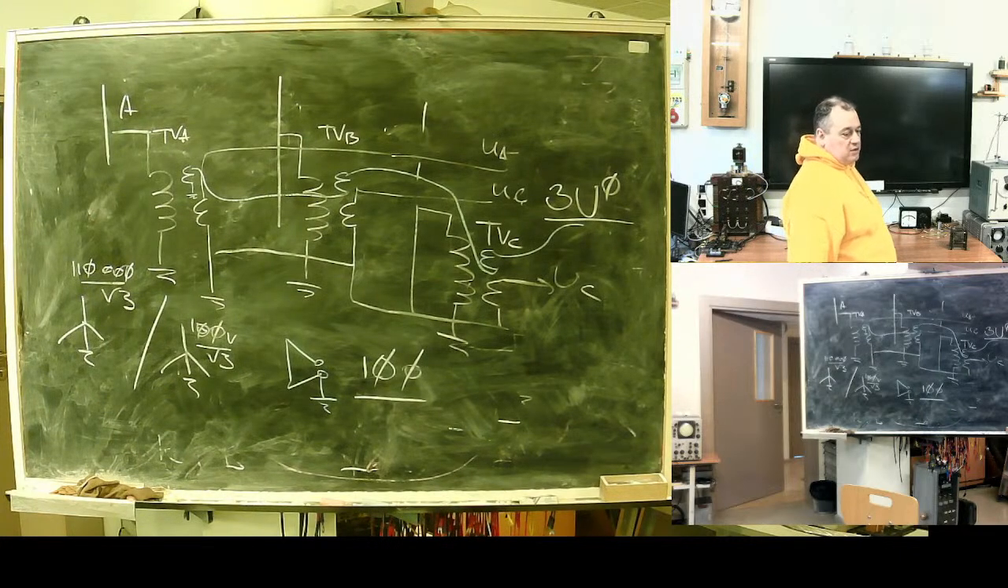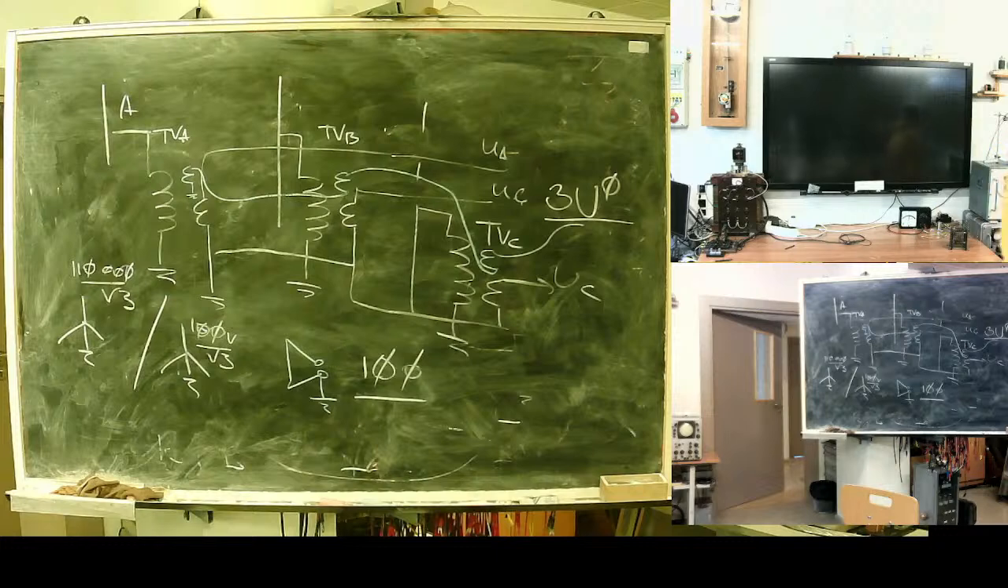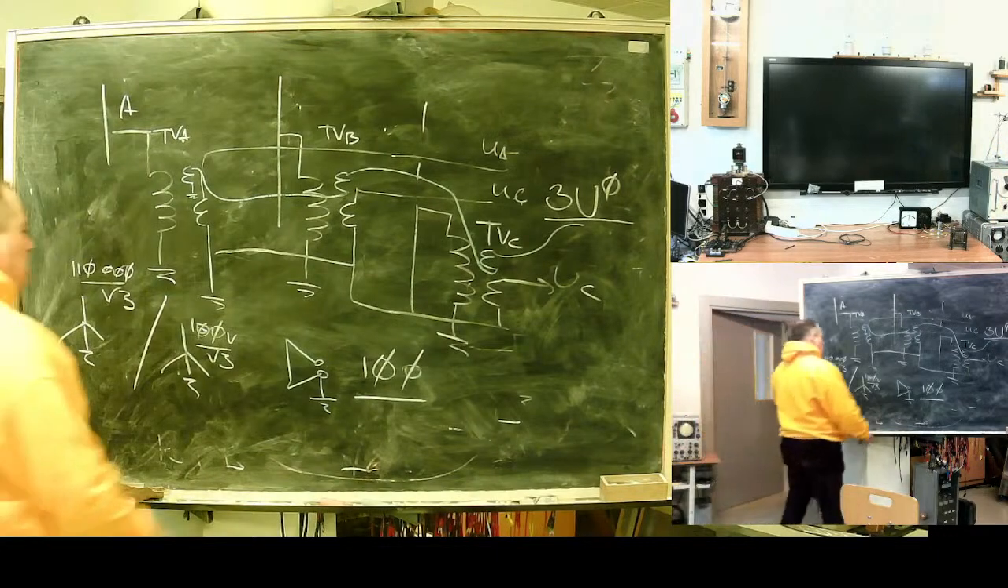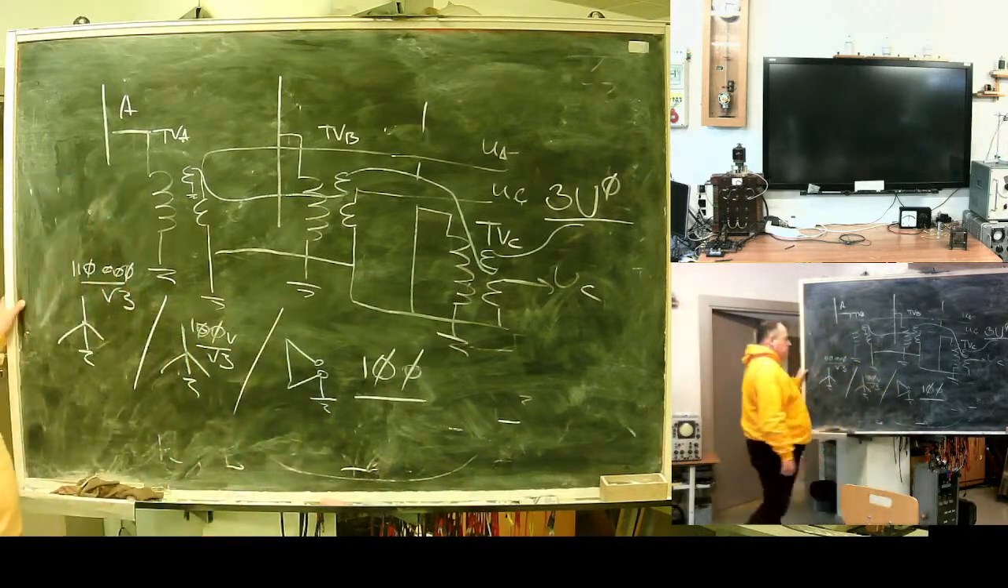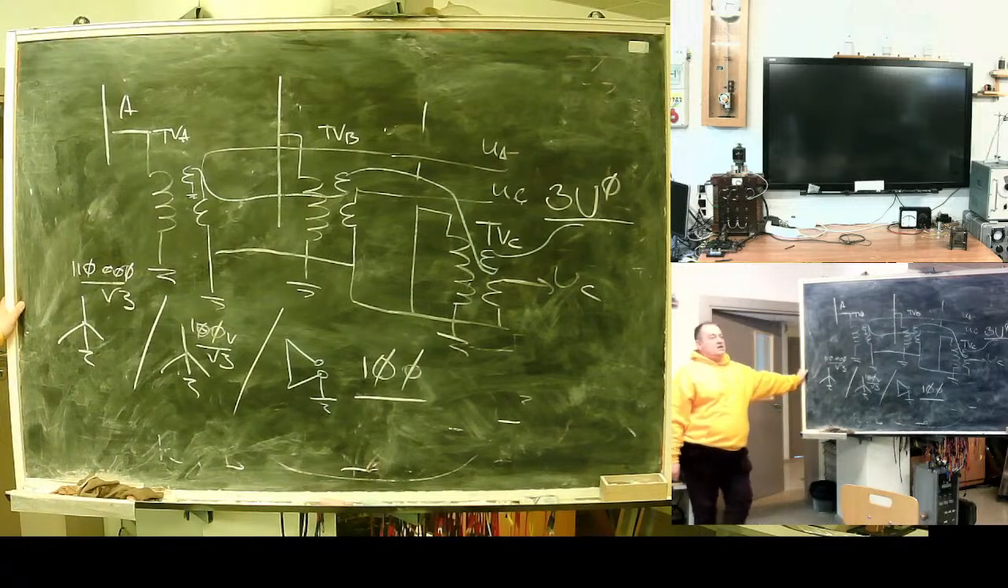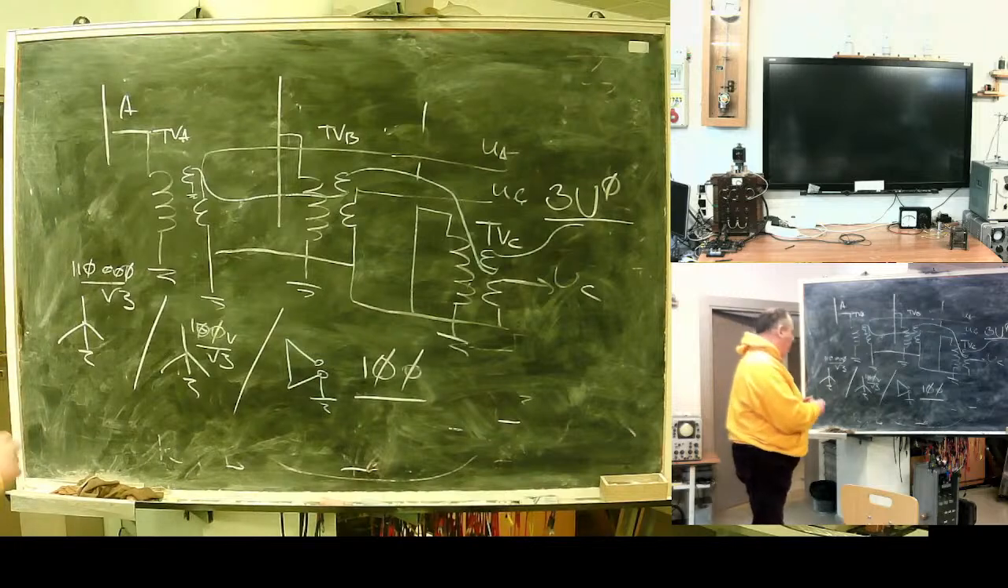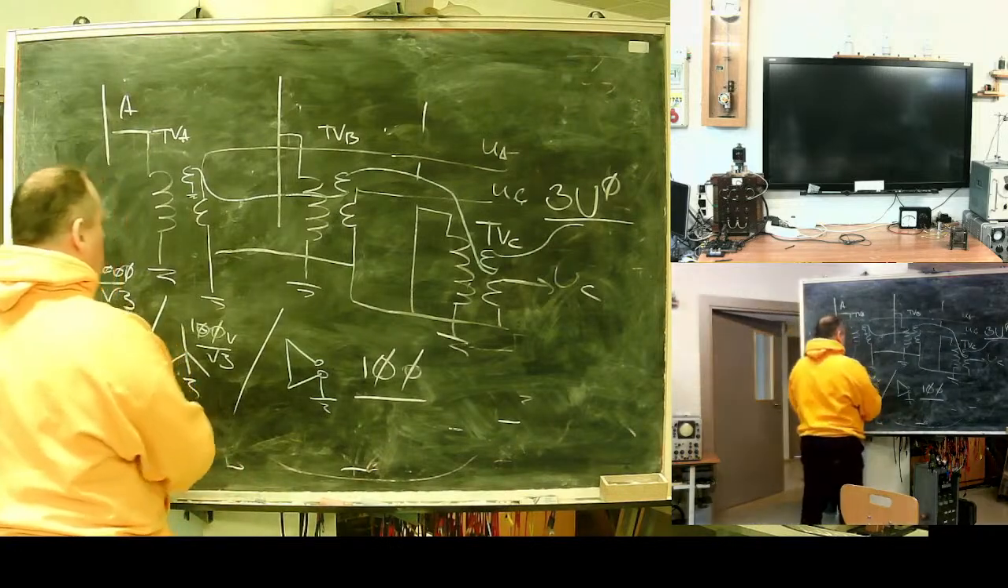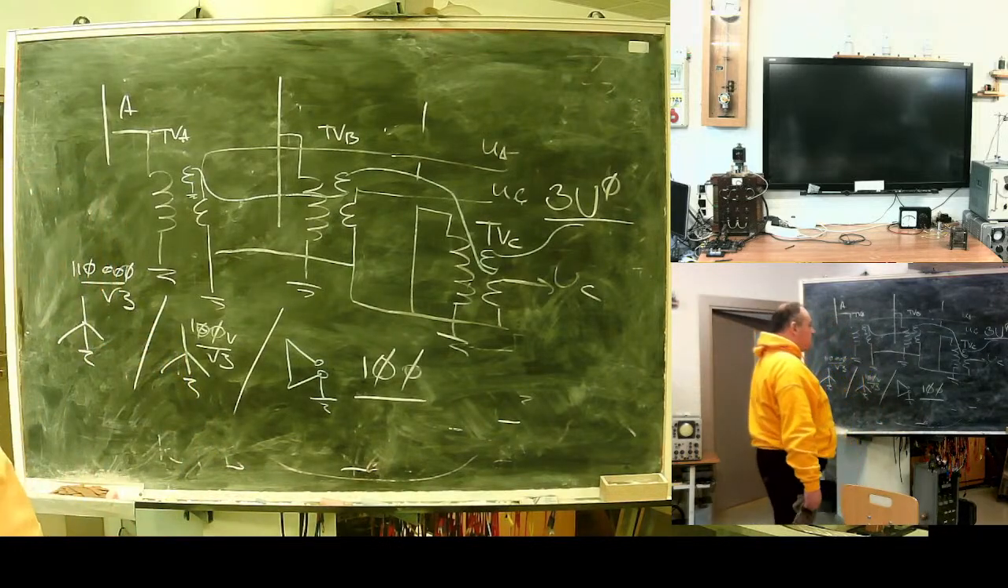Open triangle, open delta, call it as you wish, but it's a winding for zero sequence voltage. Analog transformers give zero sequence voltage. Digitals do not. It's your problem, calculate by yourself. Zero sequence for your earth fault protection.